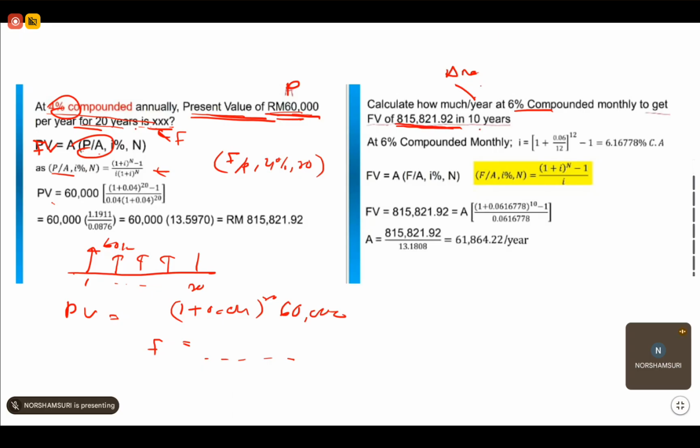So you have the future value, and then you want to get the annual value. So this is A over F. You already have the future value to get in 10 years, 800,000. This is your future value. But this one they're using F over A, I think.